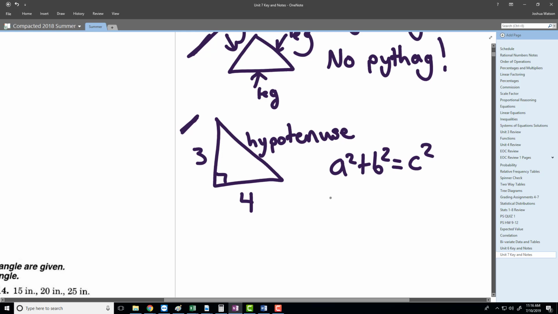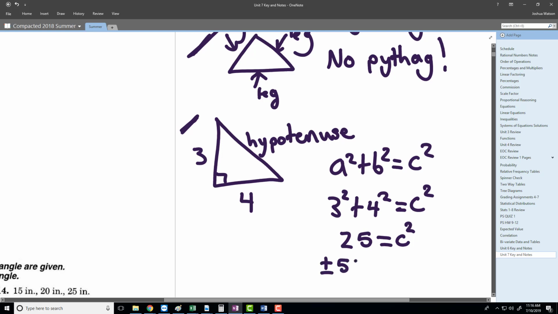Well, the a is 3, and we square it, and the b is 4, and the c we don't know. We need to solve for c. So what do we do? Well, we can combine like terms and simplify first. So 3 squared is 9, 4 squared is 16, and 9 plus 16 is 25. How do we unsquare? If you remember from the last unit, the opposite of a square is a square root. So we're going to square root both sides, which gives us a plus or minus. Don't forget that.